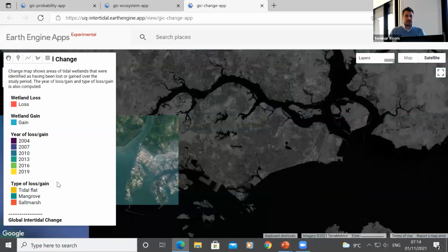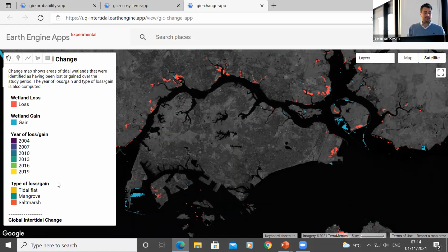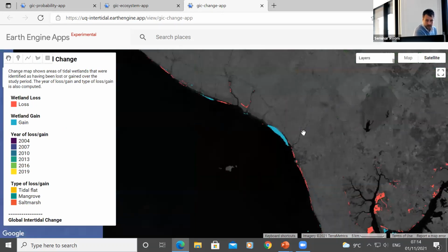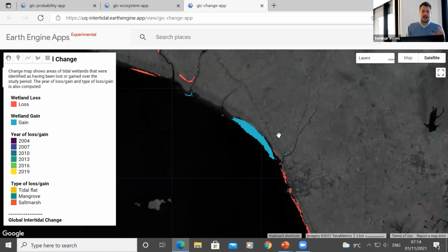This is, if anyone knows, the island of Singapore in Southeast Asia and the bottom end of the Malaysian Peninsula. And what you can see in blue are areas of wetland gain, and in red, areas of wetland loss. So I just want to look at a couple of examples. I'm going to go up the Malaysian coast and go to this wetland gain area in blue.